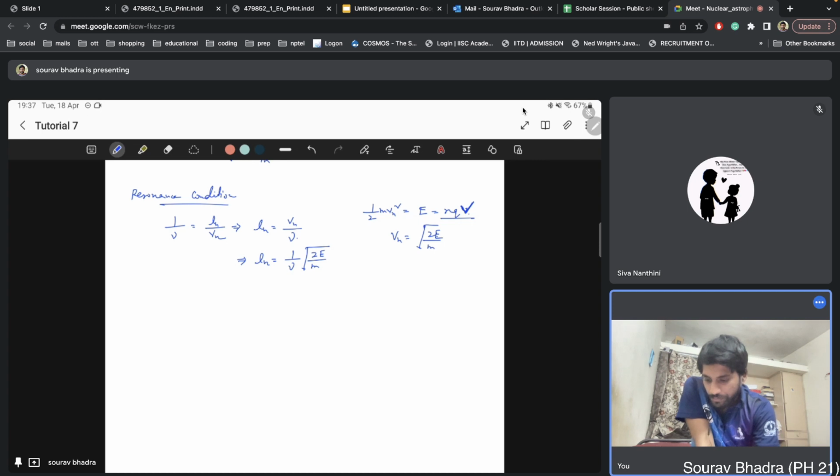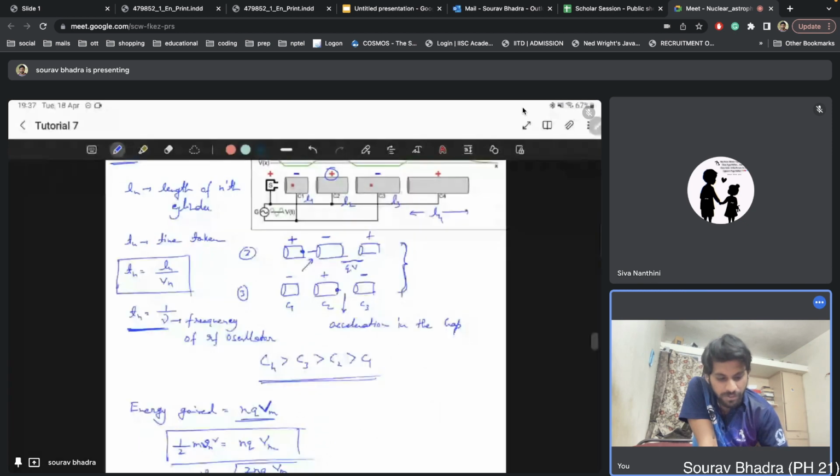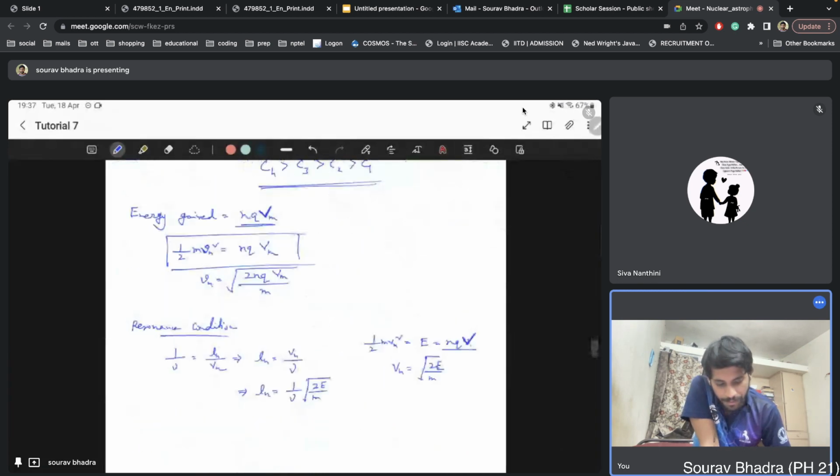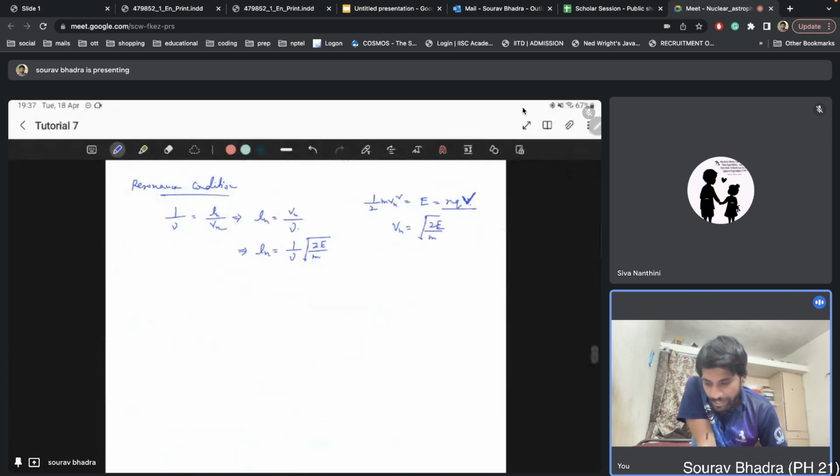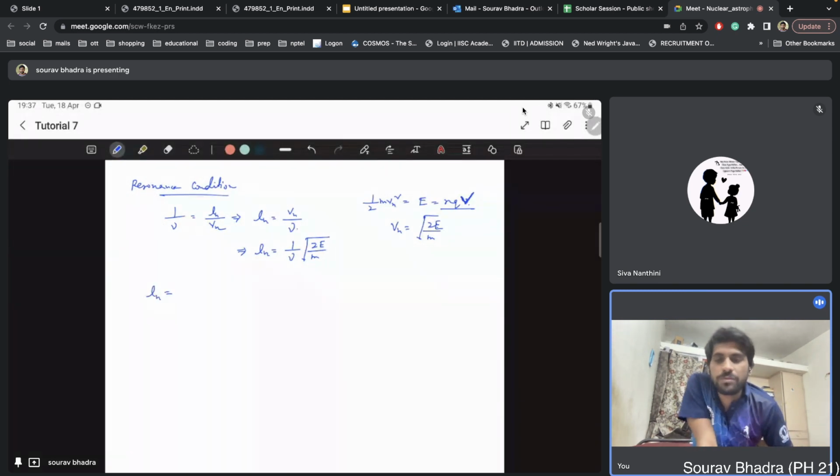Okay, now we want to calculate the length of the nth drift tube. Those cylindrical structures are called the drift tubes actually. So ln we want to calculate. Now for this problem you should be given nu, E and m. The nu is given, I will tell you, because the problem statement is very big, I will not write everything.